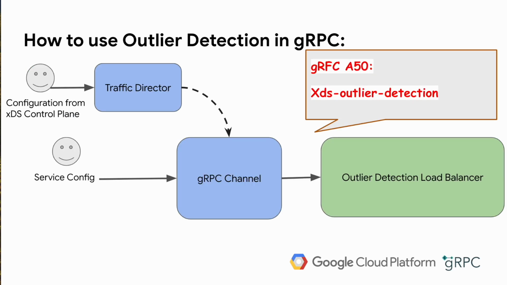With respect to how to use it, there are 2 mutually exclusive ways of doing it. One of them is to simply provide a service config to the top level gRPC channel as is, which will configure an outlier detection load balancer. The other option is to set up gRPC within a service mesh and get the configuration from Traffic Director, also known as the control plane. Both of these options will plumb all the configuration knobs through the system. And again, you can find more information in the description below in our gRPC documentation.